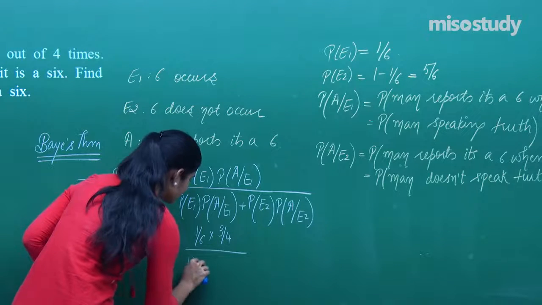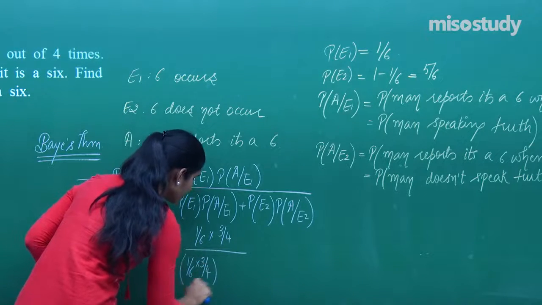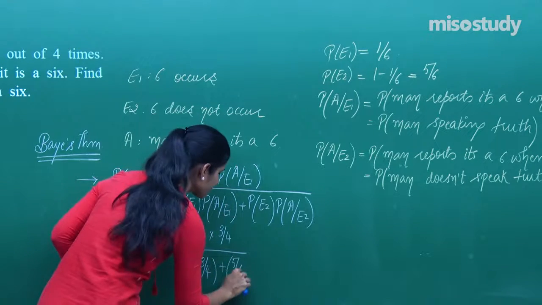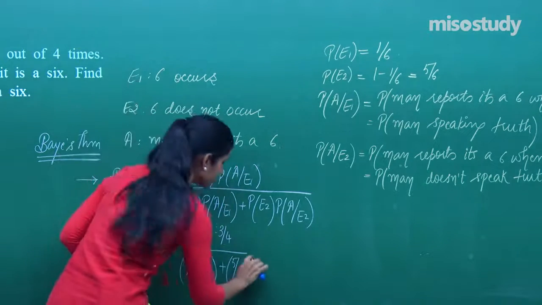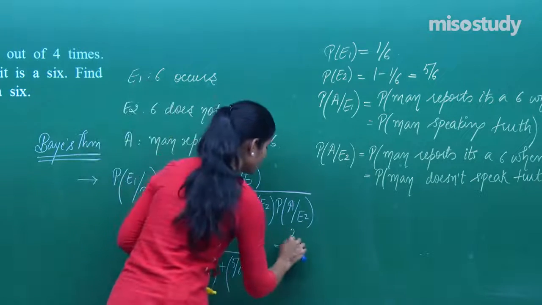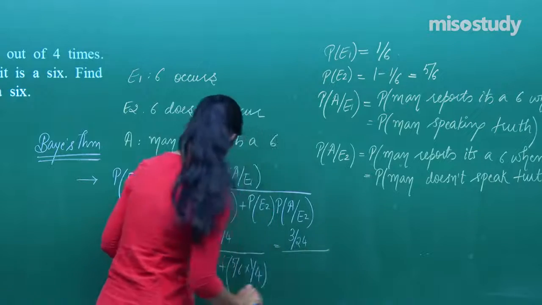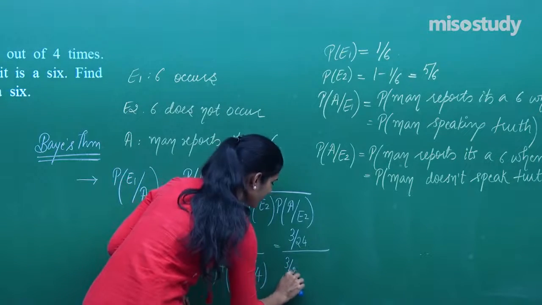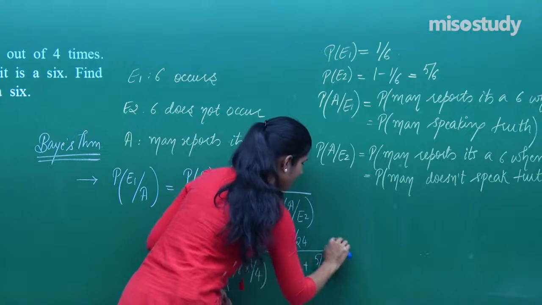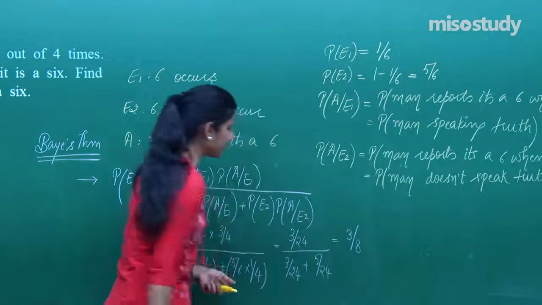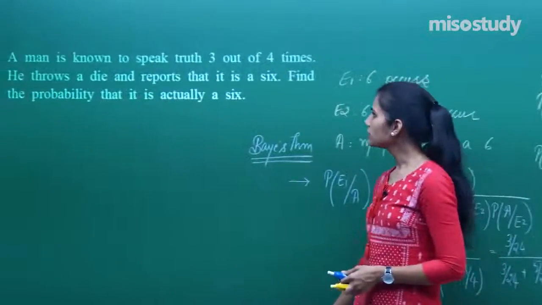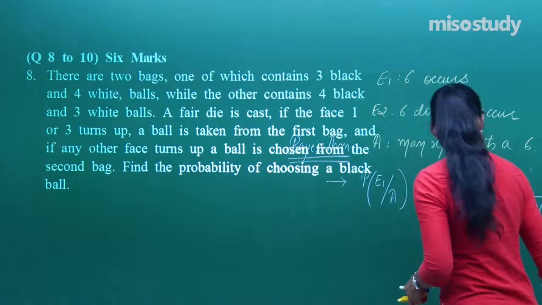Again it is 1 by 6 into 3 by 4 plus probability of E2 is 5 by 6 into probability of A by E2 is 1 by 4. What is this? 3 by 24 whole upon again 3 by 24 plus 5 by 24. This gives you 3 by 8 as your answer. Clear? Let's talk about the next question we have for 6 marks.